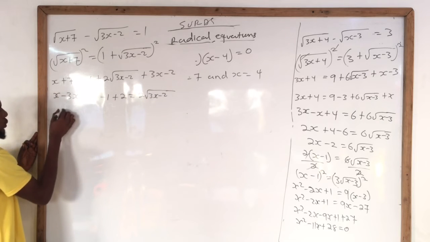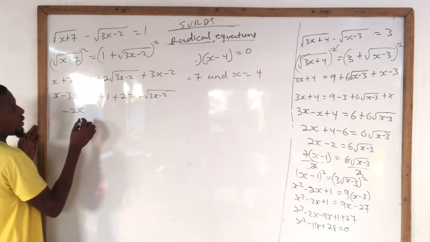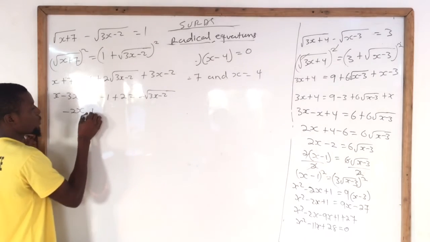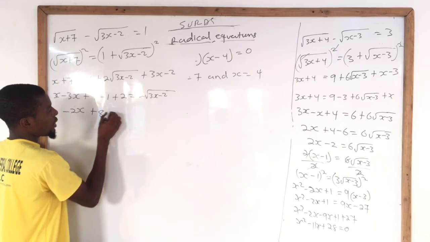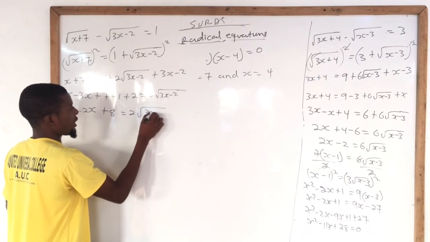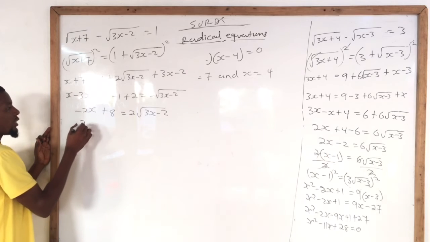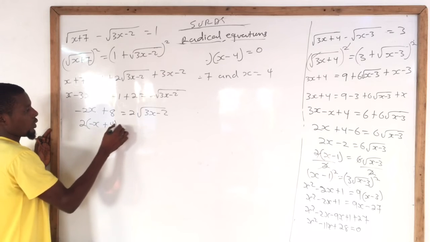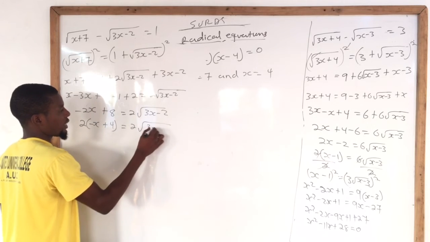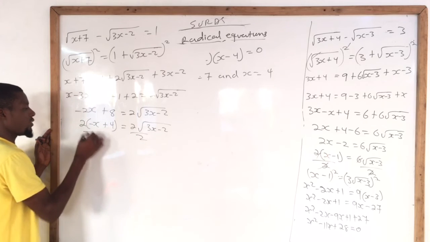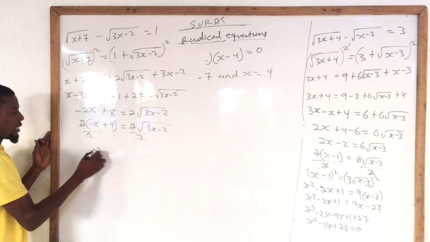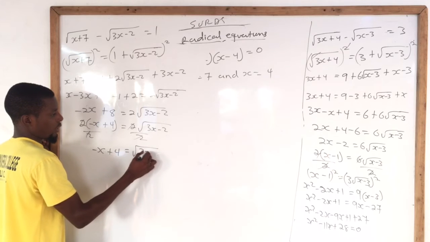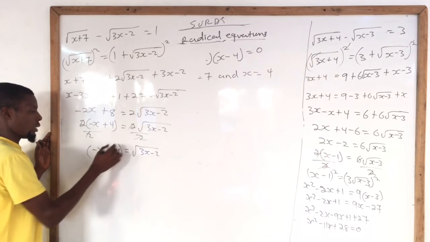So at the end, this and this is going to give me minus 2x. If I subtract 1 from 7, I'm going to get 6. Now 6 plus 2 is going to give me 8. Equals 2 root of 3x minus 2. Since I can factorize 2 out here, let me factorize 2 so that I have this plus 4 equals 2 root of 3x minus 2. If I divide here by 2 and divide here by 2, I have minus x plus 4 equals root of 3x minus 2. So let me square here and square that.